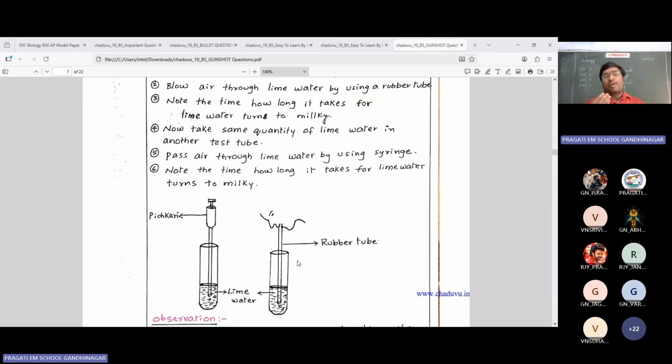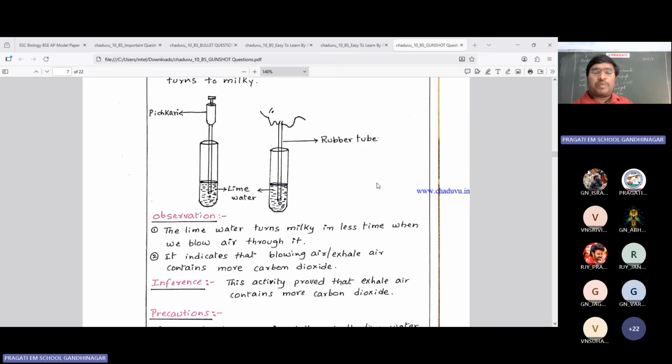When you are blowing, if the air has carbon dioxide, the lime water slowly changes into milky white. Isn't it, children? That is a clear representation that exhaled air consists of carbon dioxide. So what is the 4th point here? Now we take the same quantity of lime water in another test tube and pass air through the lime water using a syringe or pichkari. Note the time it takes for the lime water to turn milky.